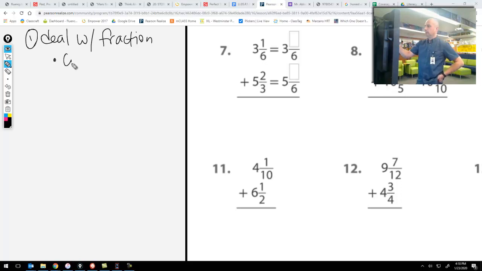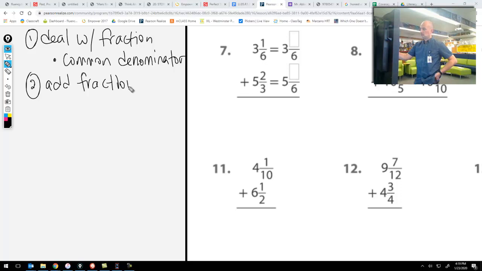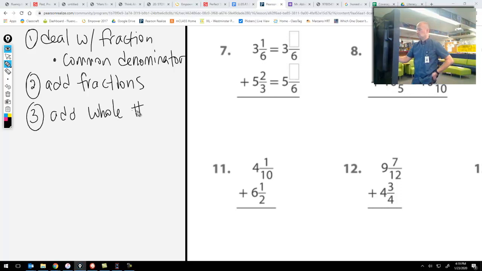You have to find a common denominator. Once you find that common denominator, then you can go about step 2, which is adding the fractions. Once you've added those fractions up, you can add your whole numbers. And step 4 would be ultimately that fraction.